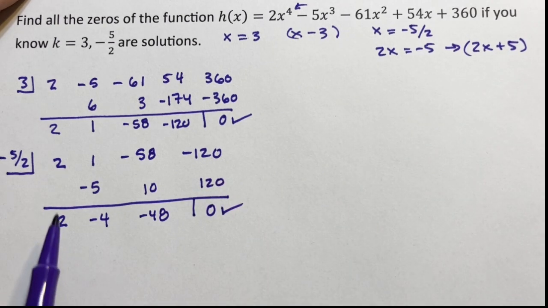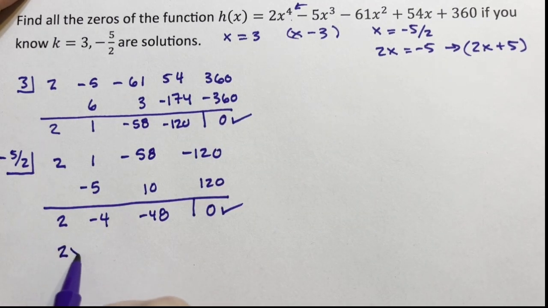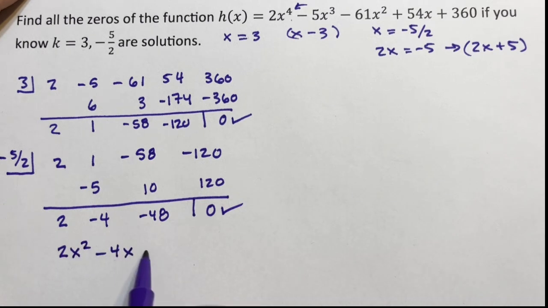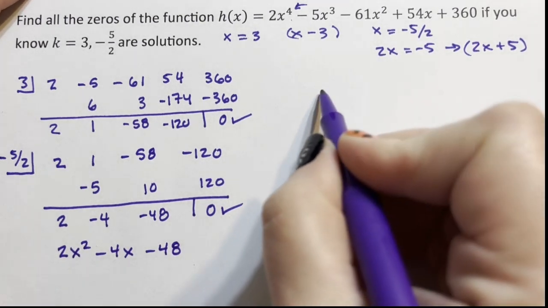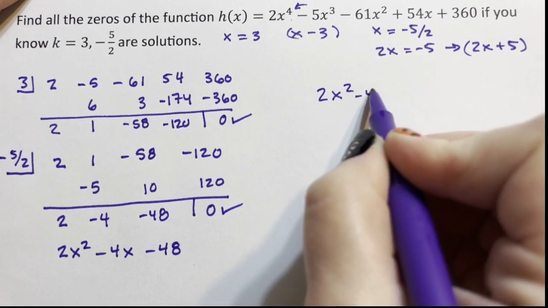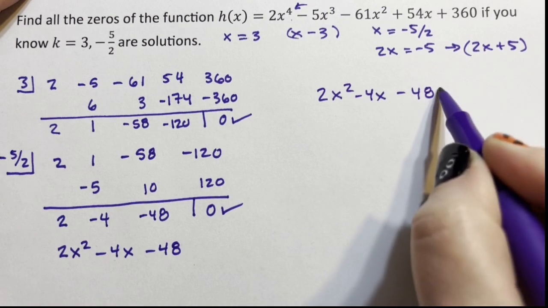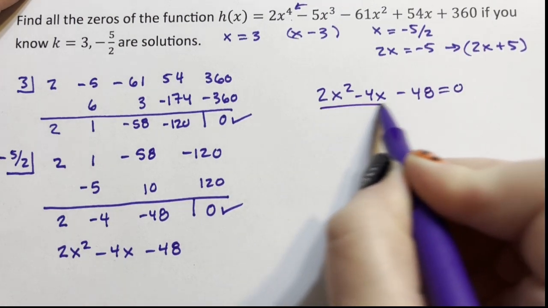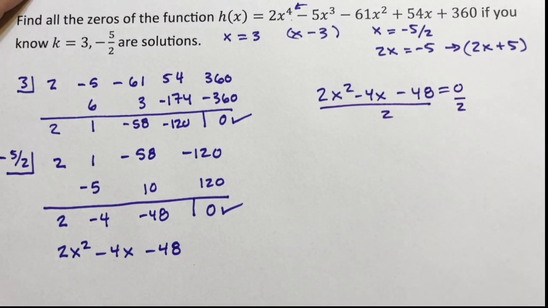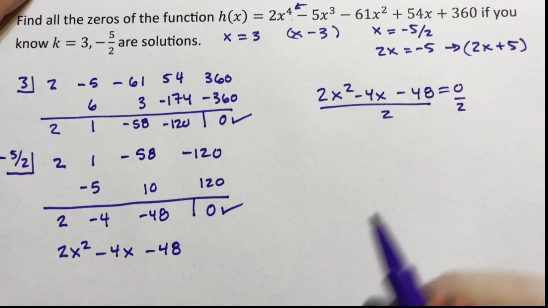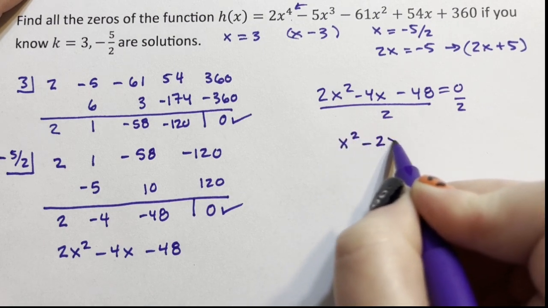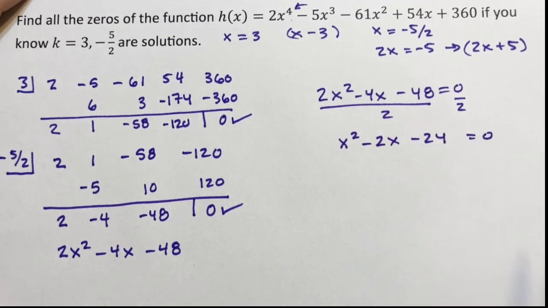So what this translates to, that's a 4th degree, that's a 3rd degree, this is a square. This translates to 2x squared minus 4x minus 48. This is going to give us our last two zeros. So to get our last two zeros, we need to factor 2x squared minus 4x minus 48. The first thing I notice is I can factor out a 2. I'm going to divide both sides because I'm trying to figure out where this equals 0. I end up with x squared minus 2x minus 24 equals 0.